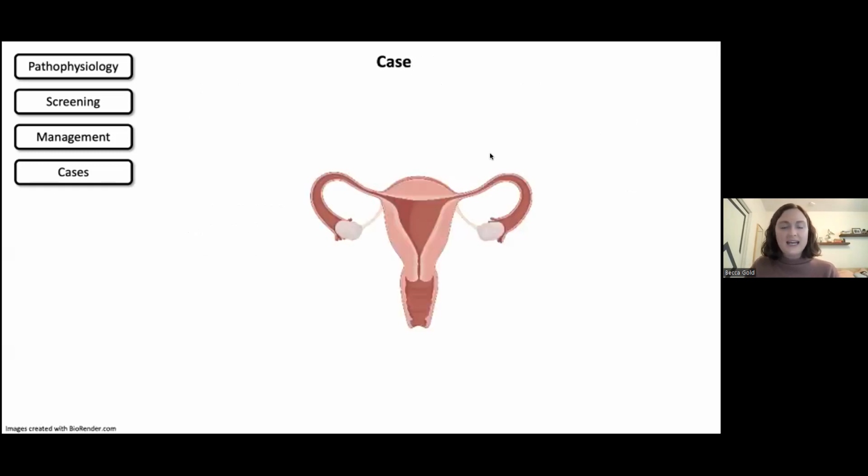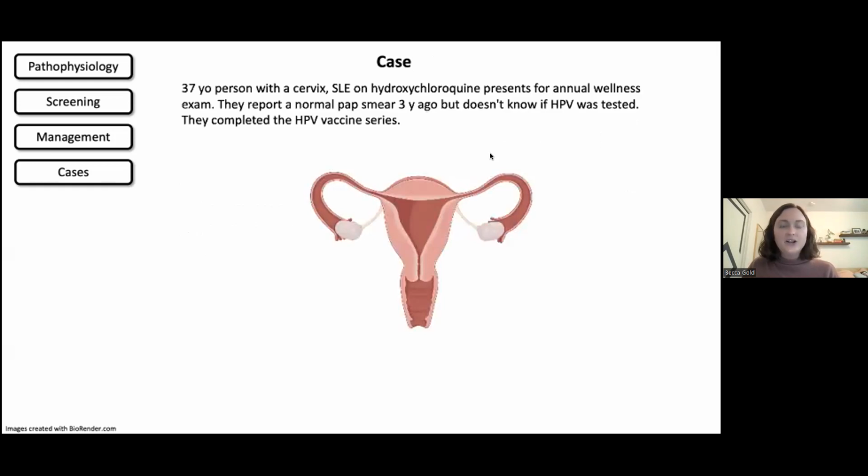So beginning with a case. You are in your continuity clinic and you have a wellness visit with a patient. It's a 37-year-old person with a cervix with a past medical history of lupus on hydroxychloroquine, and they're here for their annual wellness visit. They report they had a normal pap smear 3 years ago, but they're not sure if HPV was tested at that time.